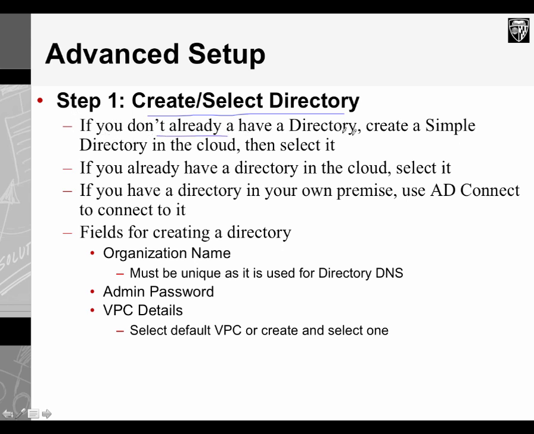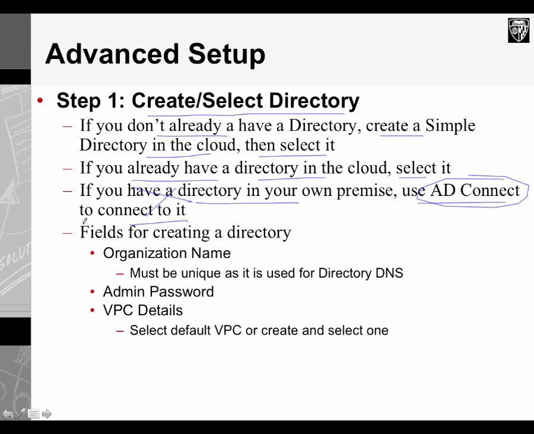If you don't already have a directory, you're to create a simple Active Directory in the cloud and then select it. If you already have an Active Directory, then you select that one. If you have a directory on premise, then you can use AD Connect, which is Active Directory Connect, to connect to that directory. We are not going to look at that option because we don't really have an enterprise right now that has an Active Directory Connect in it, but I do want you to understand that it's possible for you to do that.